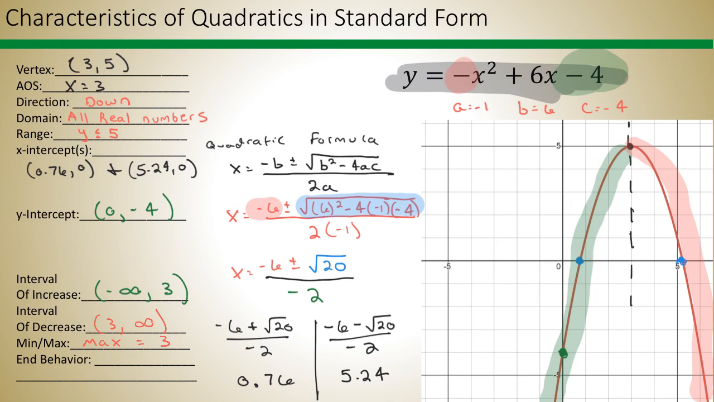And then end behavior, we're going to say this thing falls on the left and falls on the right. And that's it. Those are all of our characteristics of this quadratic function, okay?